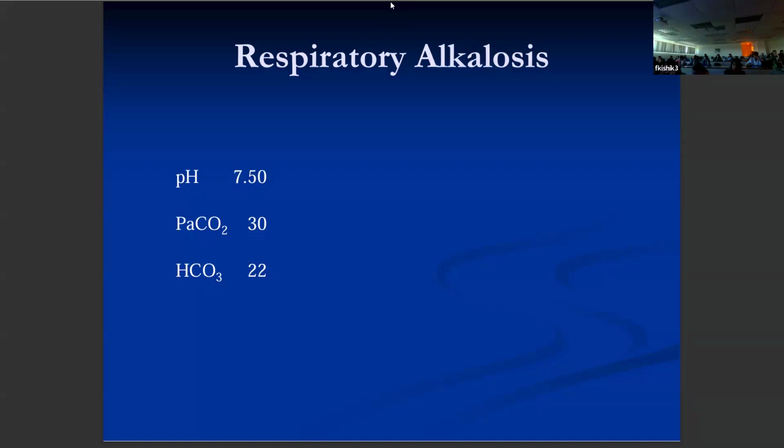pH 7.50, high, low, or normal? So it's an alkalosis, right? The CO2 is 30 and the bicarb 22. Which one is abnormal? So it's a respiratory alkalosis. Anybody not see it?